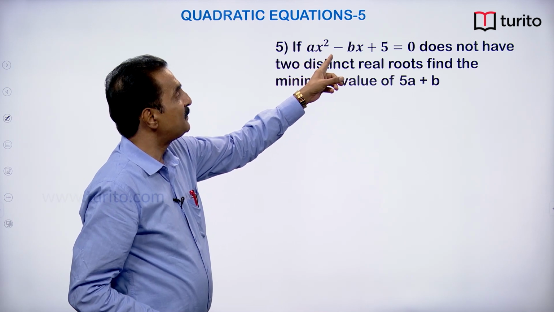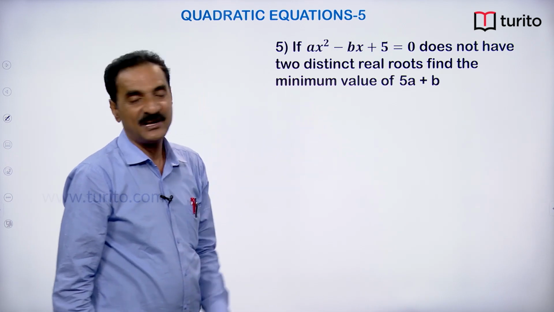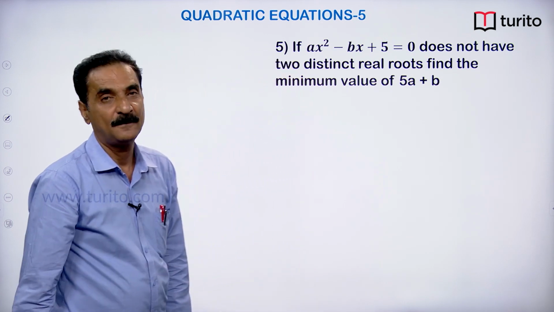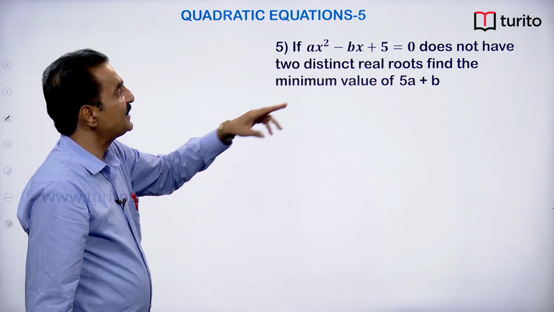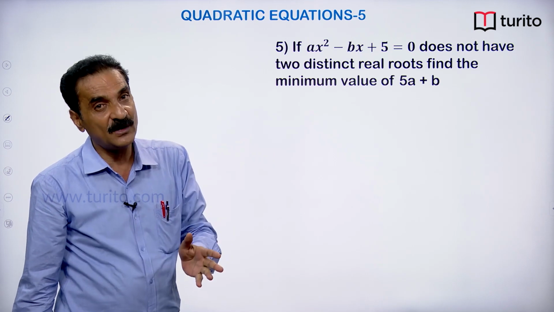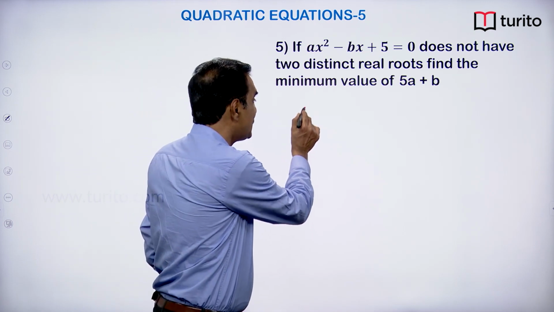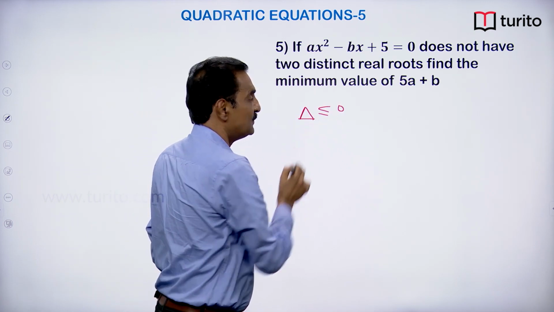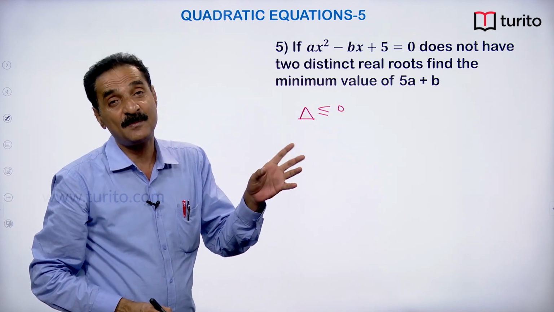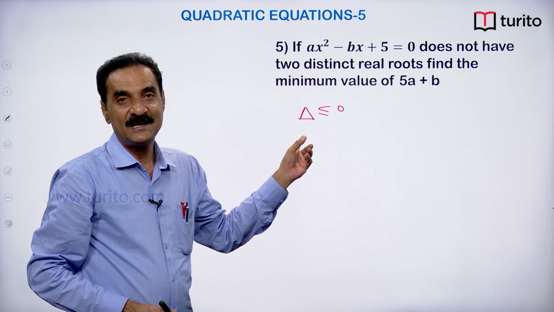If ax square minus bx plus 5 is equal to 0 does not have two distinct real roots, find the minimum value of 5a plus b. This quadratic equation does not have two distinct real roots, means either it has two equal roots or imaginary roots. So what is the condition? Discriminant delta should be less than or equal to 0. If it has two distinct real roots, delta must be greater than 0. If it does not have two distinct real roots, delta must be less than or equal to 0.